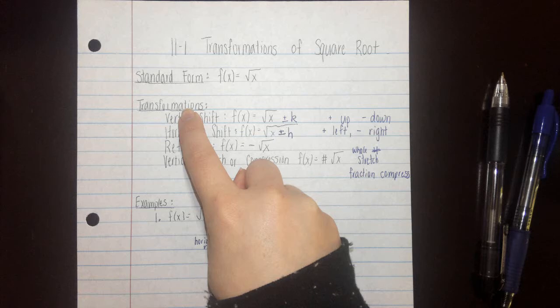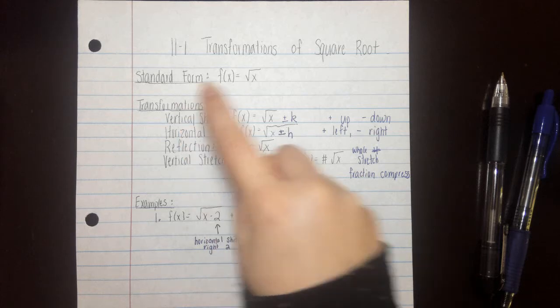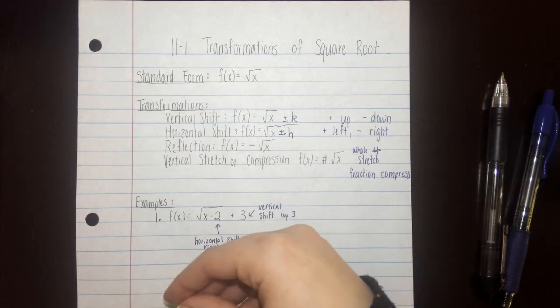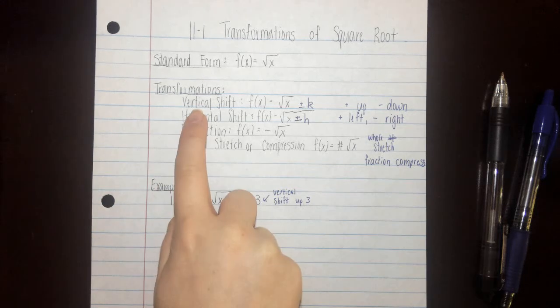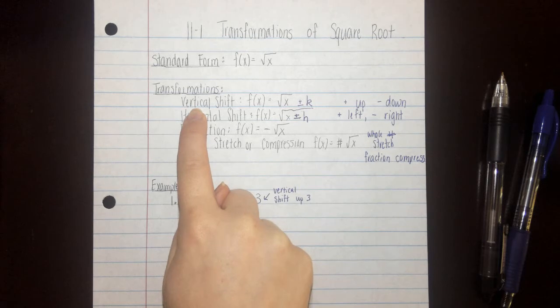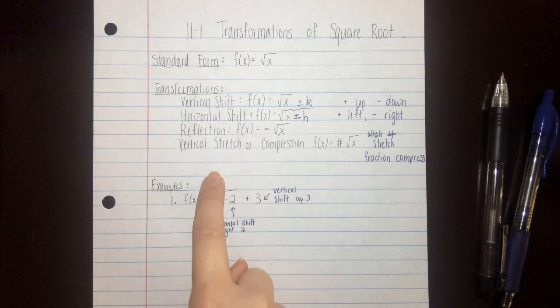Transformations are when we change it. So when we move it left or right, up or down, reflect it, stretch it or shrink it, all of those things are transformations. When we add stuff to the function, that's how we know that it's being transformed. We've got 4 different types of transformations that we're going to talk about. The vertical shift. Vertical means that we're shifting up or down, so wherever the function is, it would just be shifted up or shifted down.